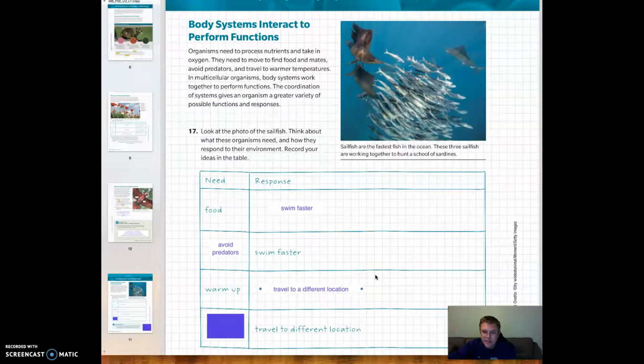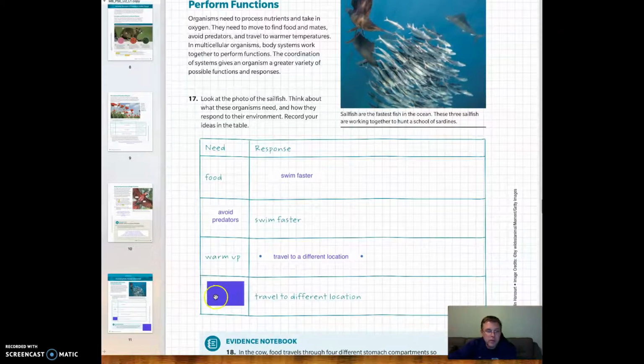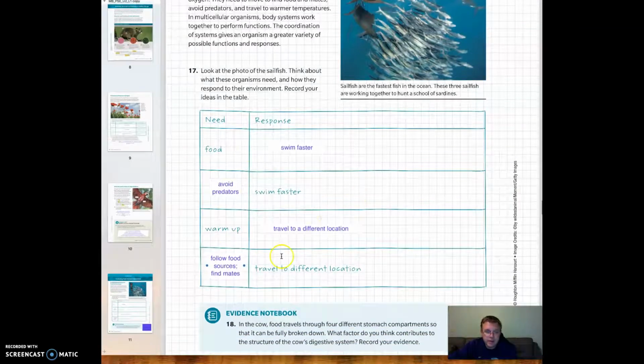So they're going to have to get someplace where it's warm if they want to warm up. Other reasons they might travel to different locations: follow food sources, possibly find mates, lots of different situations that you could possibly have there. So a lot of these things are not just set-in-stone type answers. It's more of, if you're thinking your way through it and you have something similar to that, you're probably okay on the answers that you have on these. But these are kind of the book suggestions for answers here.